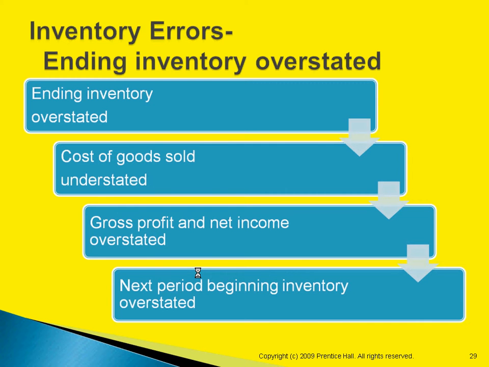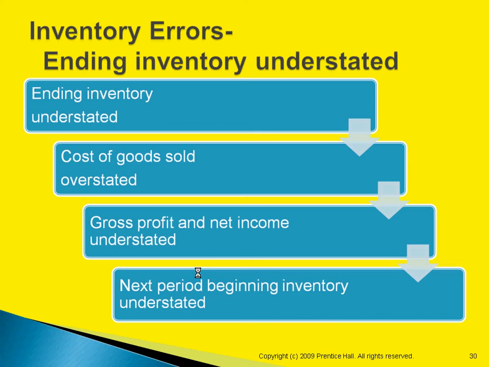So if I said to you, if ending inventory is understated, how is net income and gross profit affected? They would be understated as well. And cost of goods sold would be the opposite. That would be overstated. Okay?